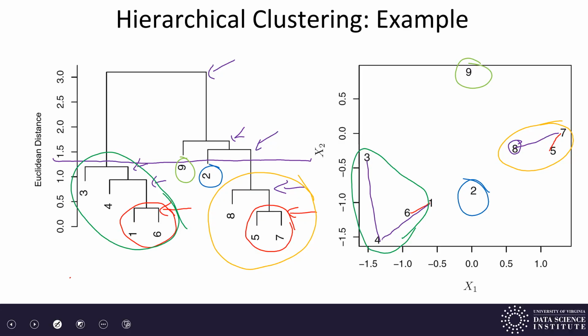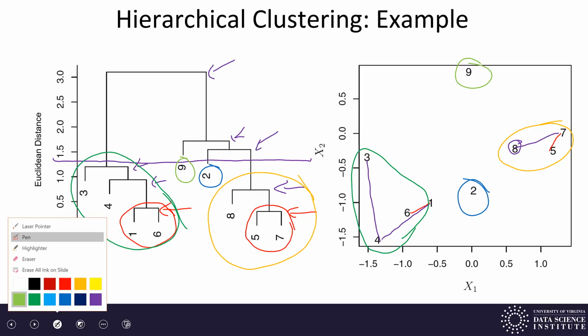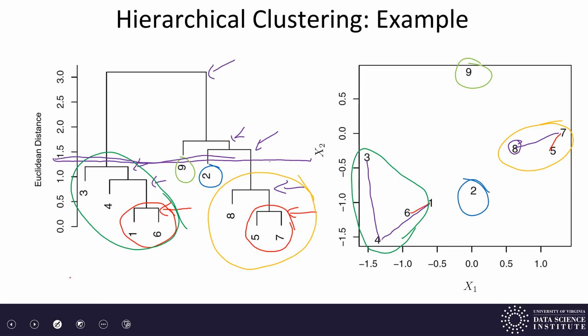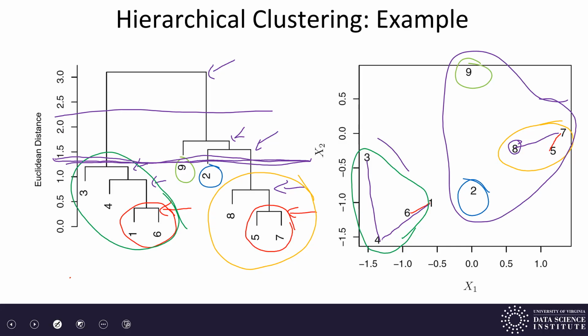So if I threshold at this height that I've drawn in this purple, I get the 4 clusters. If I threshold right here, I would get 2 clusters. So the 9 and the 2 would join there, and then I'd get my other group. So this would give me these 2 clusters, and this lower level would give me the 4 clusters.